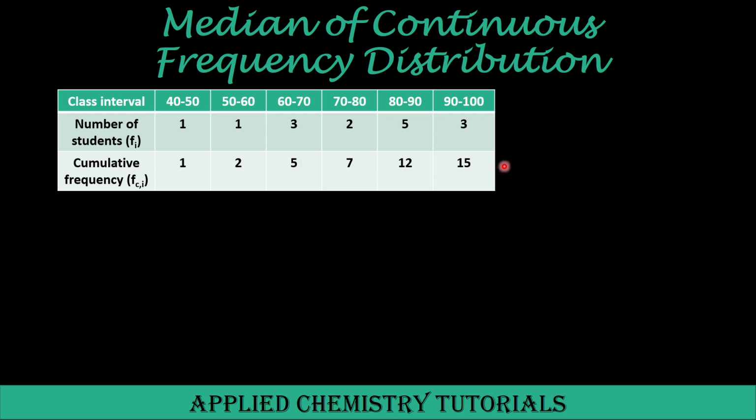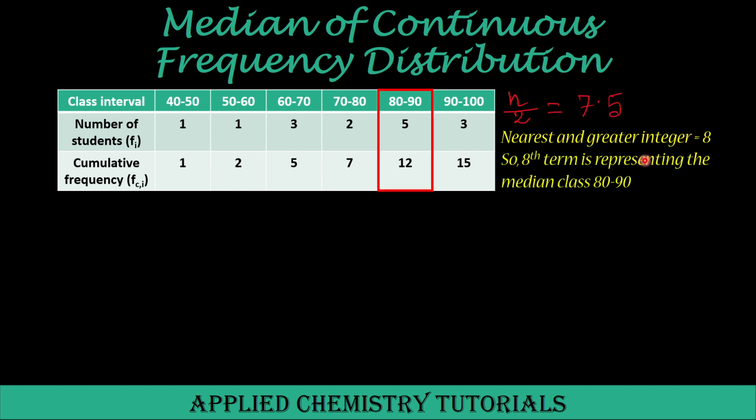So to find out the median, the first thing we need to do is find n by 2, where n is the number of observations, which is 15. So n by 2 is 7.5. Now we need to figure out the nearest integer greater than 7.5, which is 8. And now we need to figure out which class should contain the 8th term.